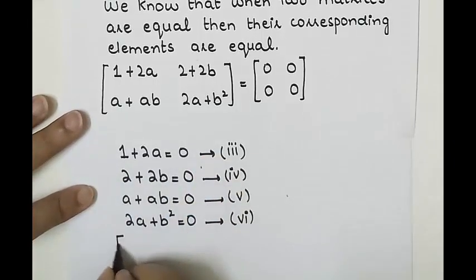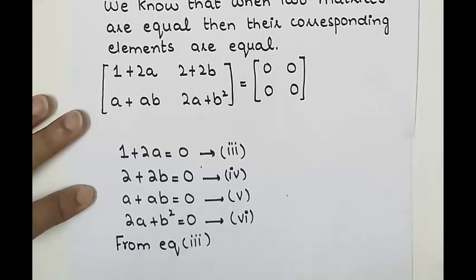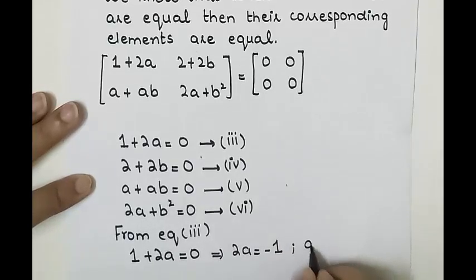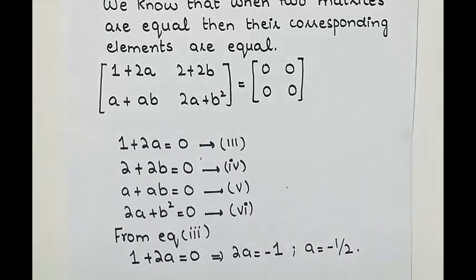So now we will find the value of A and B. From equation number 3, we have 1 plus 2A, this is equal to 0. This implies 2A is equal to minus 1 and A is equal to minus 1 over 2. So this is the value for A.